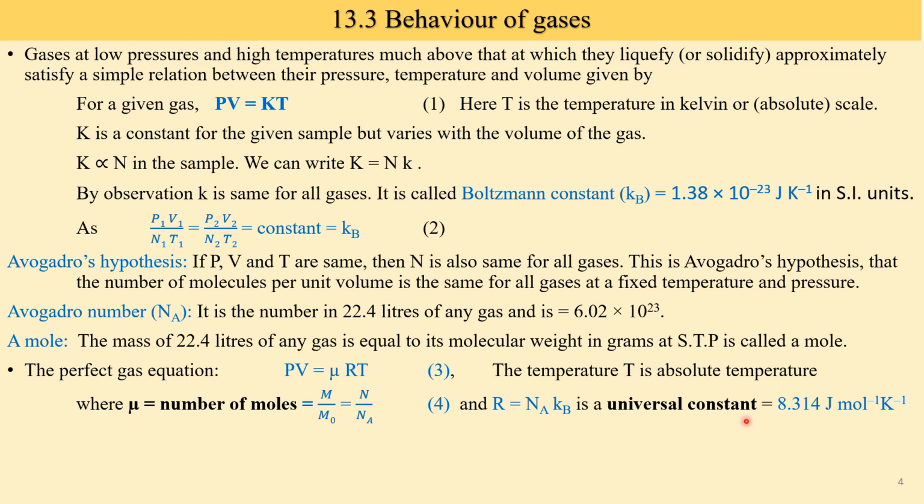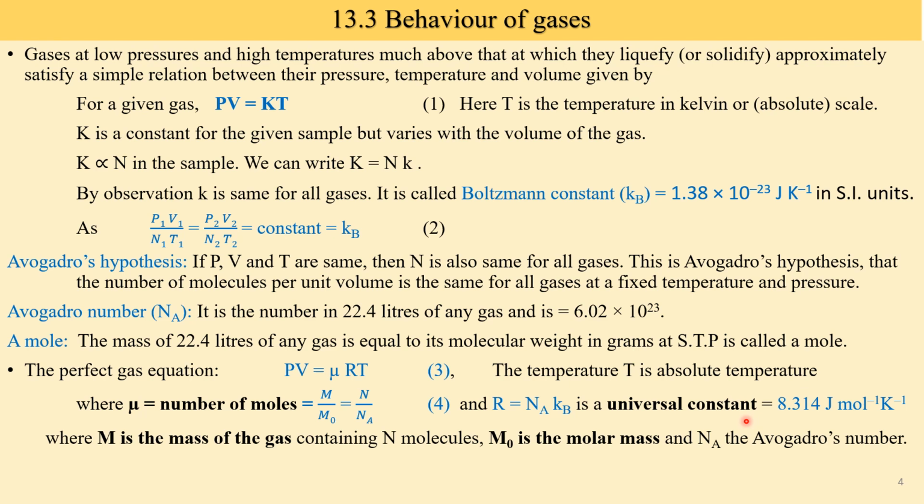And practically it is proved that the value of R is 8.314 joules per mole per Kelvin. All this you have to revise and remember the values. In this equation 4, capital M is the mass of the gas containing N number of molecules. That is, if a gas whose mass is M has N molecules, M naught is the molar mass and Na is the Avogadro number.